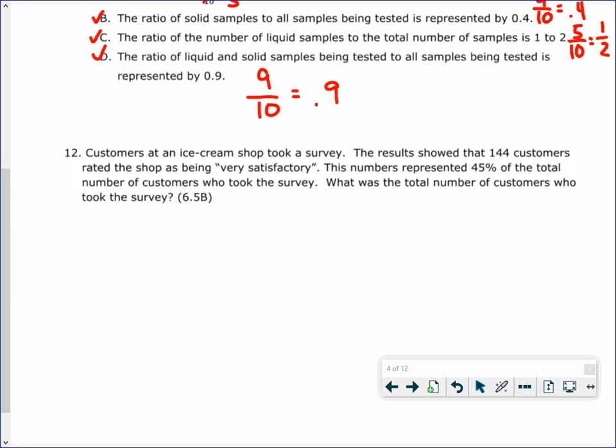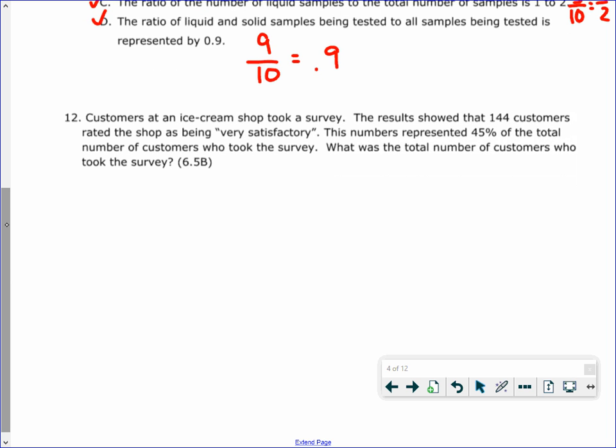All right, let's continue this. Part 2. So number 12, customers in an ice cream shop took a survey. The results showed that 144 customers rated the shop as being very satisfactory. This number represented 45% of the total number of customers who took the survey. What was the total number of customers who took the survey?